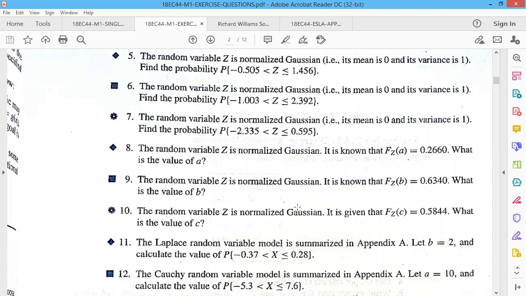Here Fz of b is given, that is, the CDF value is given. So here you have to tabulate the nearest value of b for which it is equal to 0.6340. For that, again we'll go for the interpolation method. Can you solve this, or shall I take the notebook and solve this?